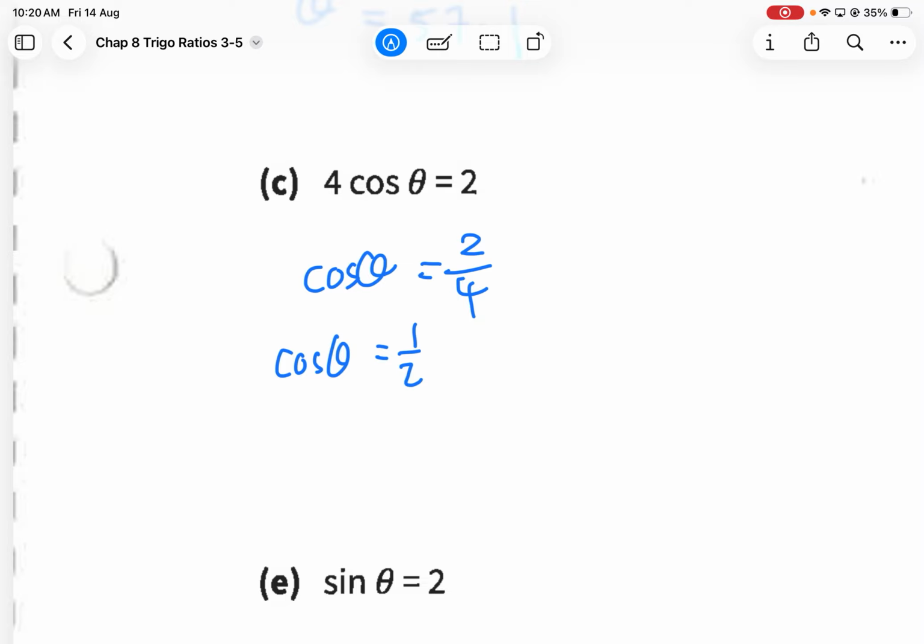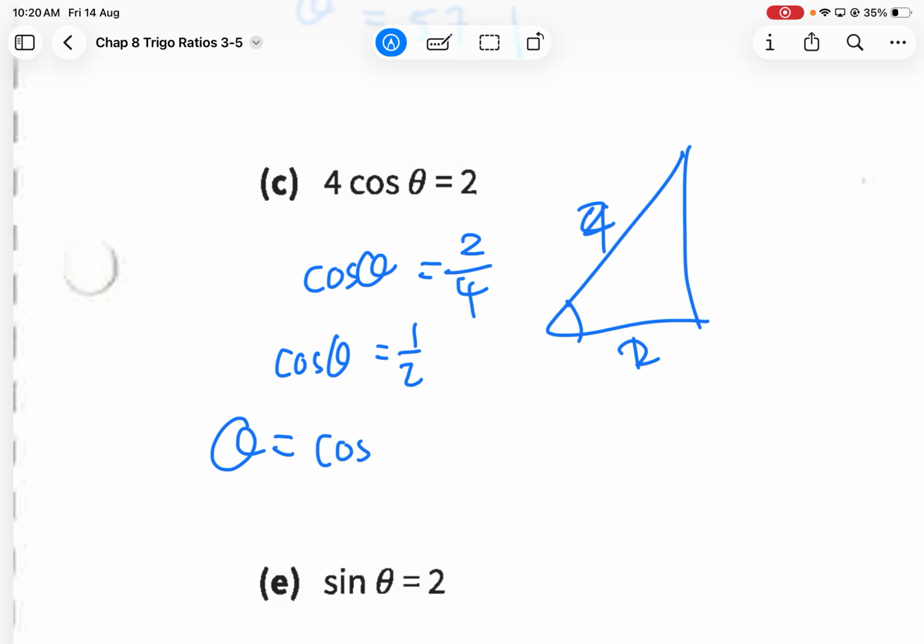So when cosine theta equals to half, what is it telling me? It is actually telling me this one is 1, this one is 2. Or it can be this one is 2, this one is 4. The ratio is half. Then, when I want to find back the angle, I cosine inverse half. 60.